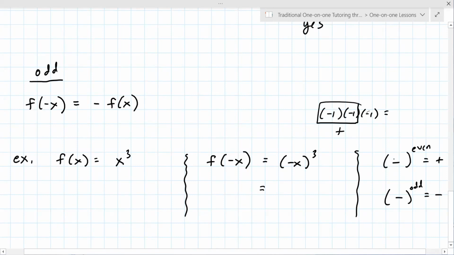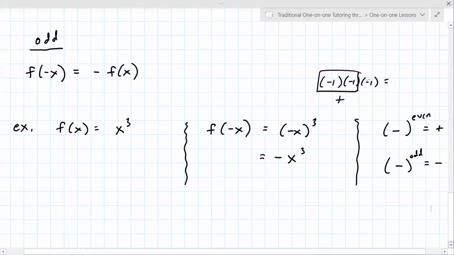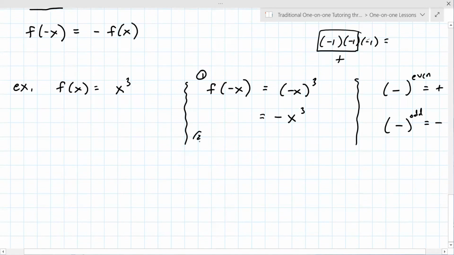Do you follow that from this problem? See how 3 is odd, so it must be negative. Okay, so this is negative x cubed. Is that clear why that is? Okay, so that's step 1. Step 2 is to factor out a negative.